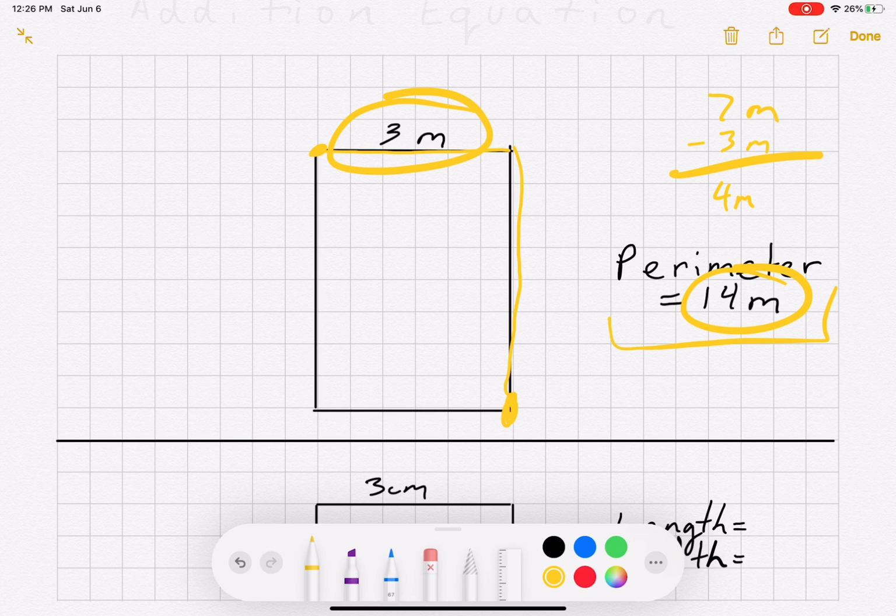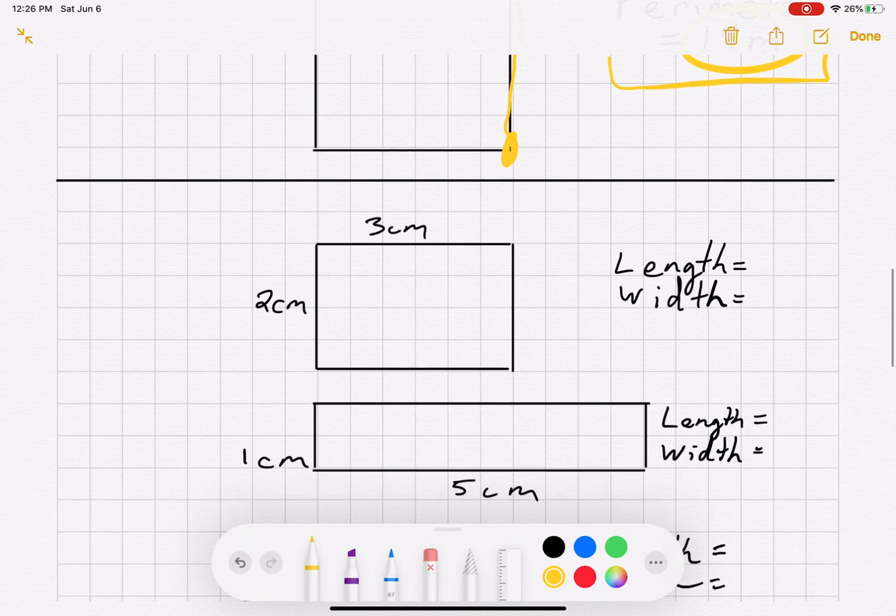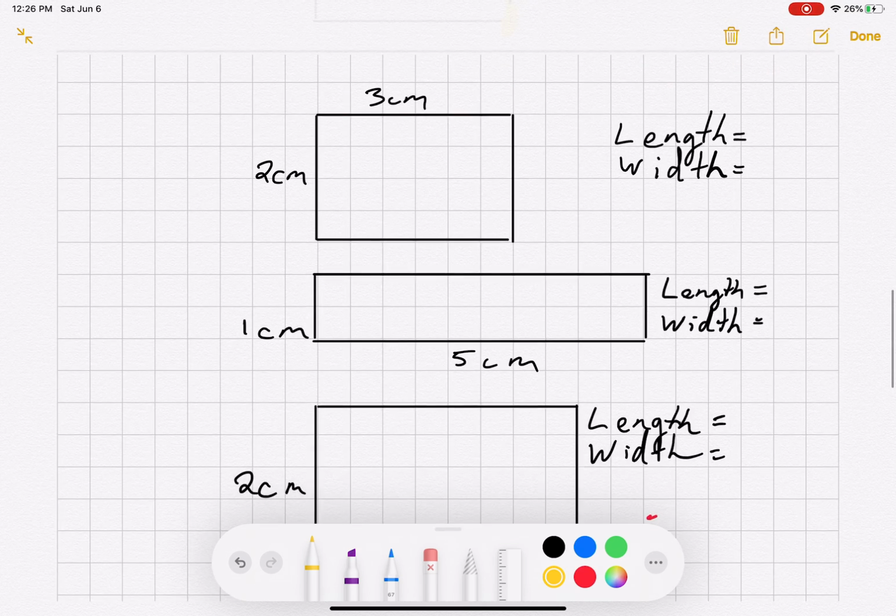So just pause the video and see if you can figure that out. I'm going to leave it there. This will probably help you. All right.